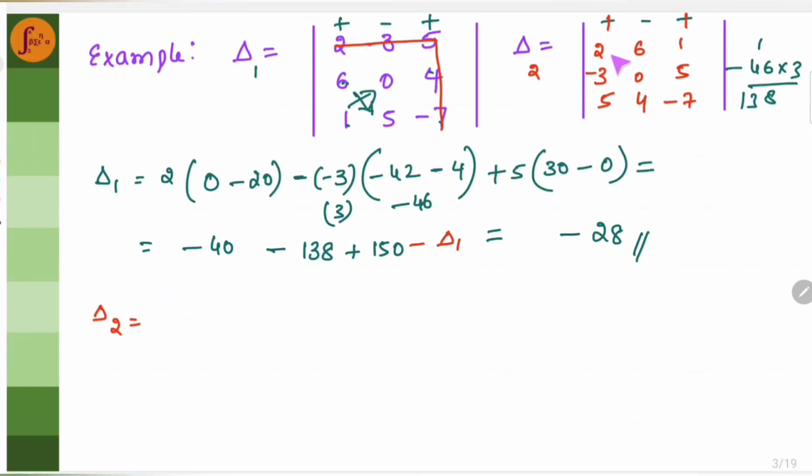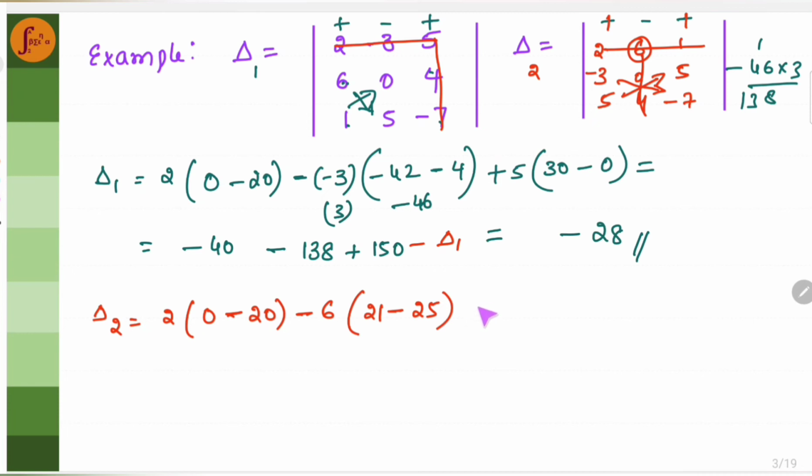Determinant 2 is, take the first element, which is 2. 2 cross multiply: 2 into 0 into minus 7 is 0, minus 4 into 5 is 20. Now we'll go with the second element, which is 6. We ignore this row and this column. The elements are minus 3, 5, 5 and minus 7. Let's cross multiply. First of all, we need to remember it's minus here. The element is 6. And then you cross multiply minus 3 and minus 7, so it's going to be 21 minus 5 into 5, which is 25.